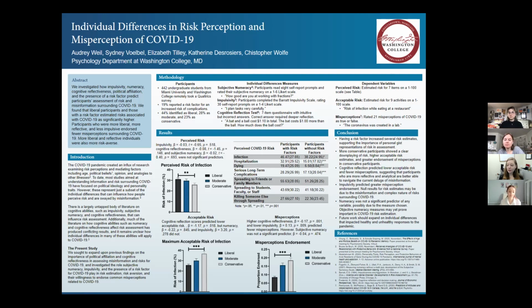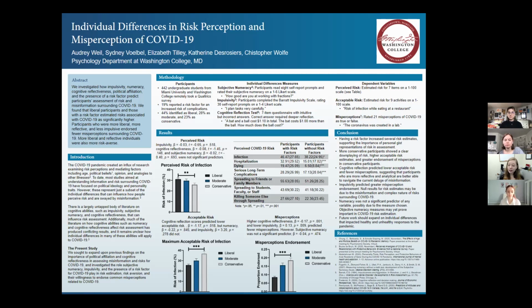So looking at our results, you can see our first dependent variable of perceived risk actually didn't relate to any of our individual differences measures, but we did see significant differences in political affiliation and in personal risk factors. So first, looking at the graph over here, you can see that there was a significant difference between liberal and conservative participants in terms of their perceived risk of coronavirus infection, with conservative participants having significantly lower levels of perceived risk.